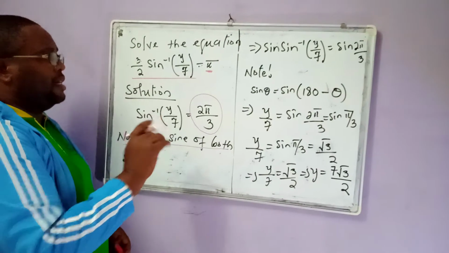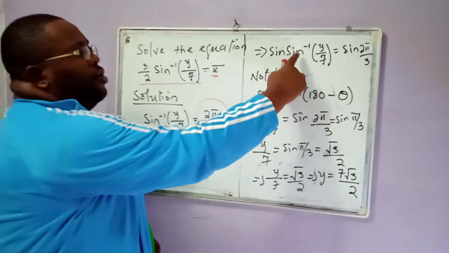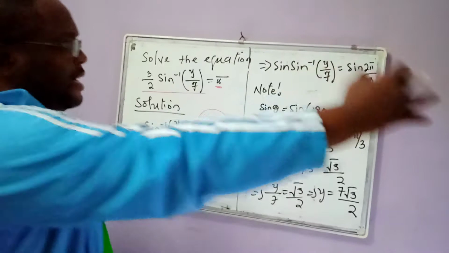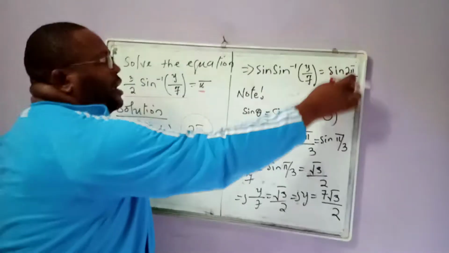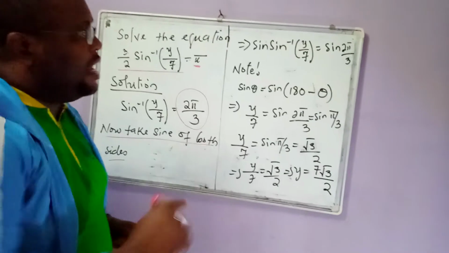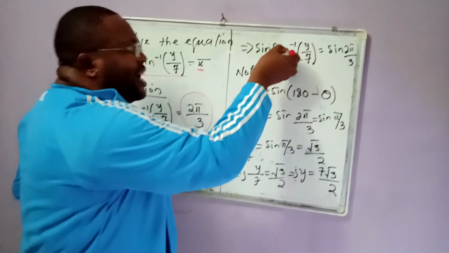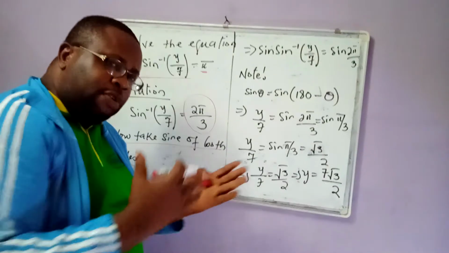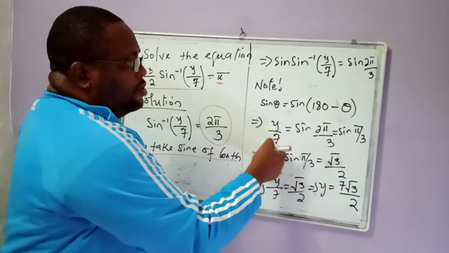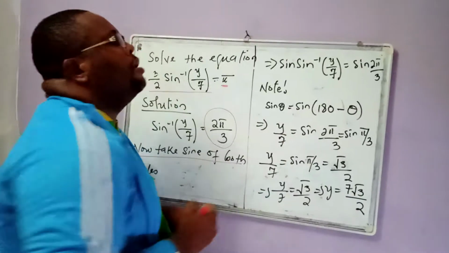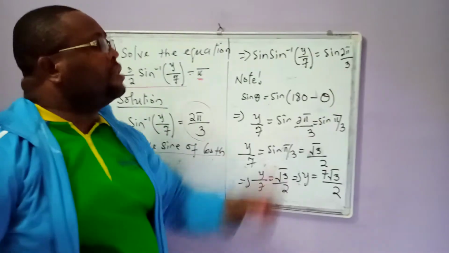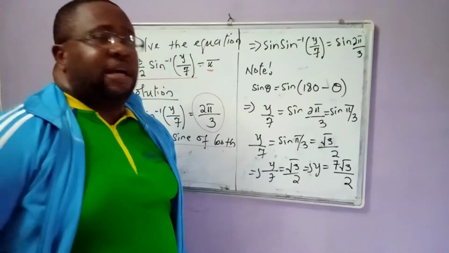Now when you do that, you're taking sine of sine inverse of y over 7. On the right hand side, I'm also taking sine of 2 pi over 3. And at the end of the day, sine of sine inverse will cancel each other. So what will be remaining on the left hand side simply becomes y over 7. But then, coming to the right hand side, I have sine of 2 pi over 3.